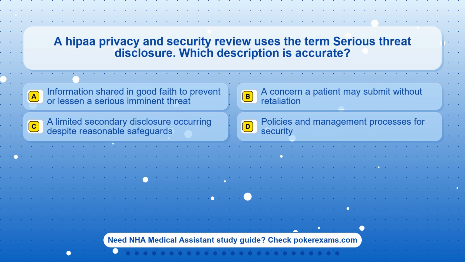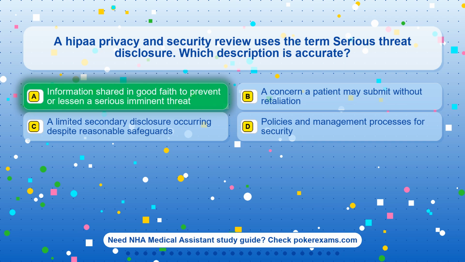Question 10. A HIPAA Privacy and Security Review uses the term serious threat disclosure. Which description is accurate? Option A. Information shared in good faith to prevent or lessen a serious imminent threat. Option B. A concern a patient may submit without retaliation. Option C. A limited secondary disclosure occurring despite reasonable safeguards. Option D. Policies and management processes for security.